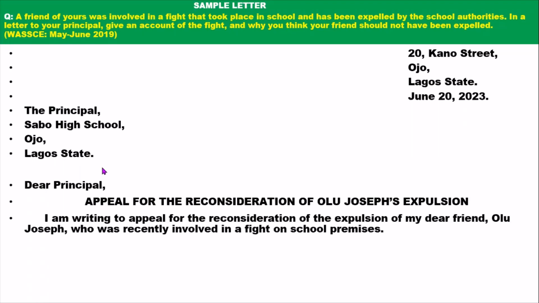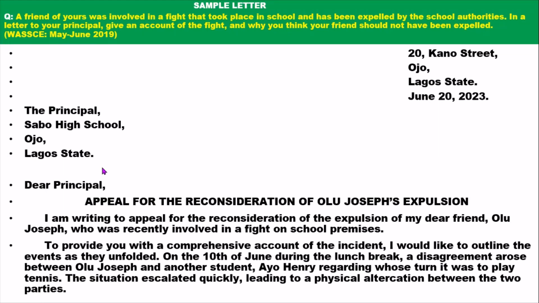Now let's begin. "I am writing to appeal for the reconsideration of the expulsion of my dear friend Olu Joseph, who was recently involved in a fight on the school premises. To provide you with a comprehensive account of the incident, I would like to outline the events as they unfolded. On the 10th of June, during the lunch break, a disagreement arose between Olu Joseph and another student, Ayo Henry, regarding whose turn it was to play tennis."